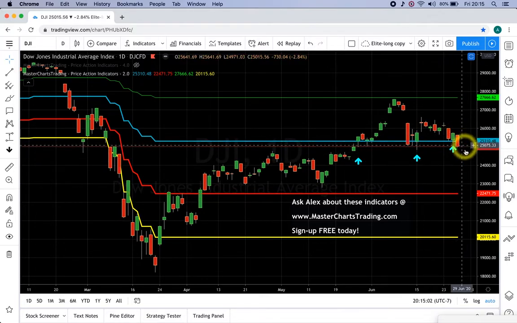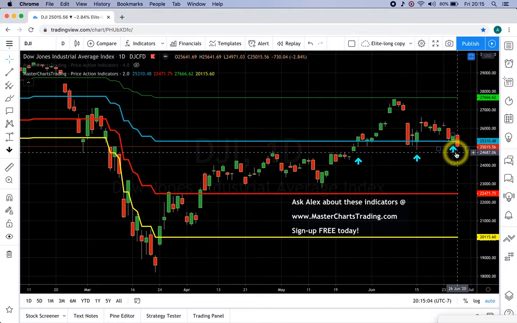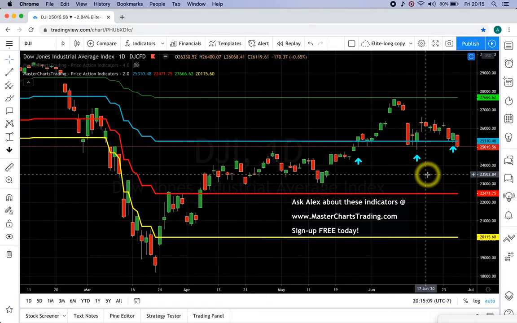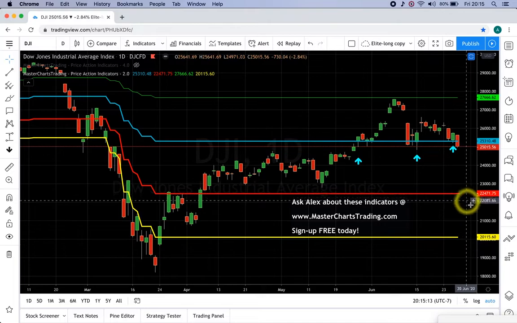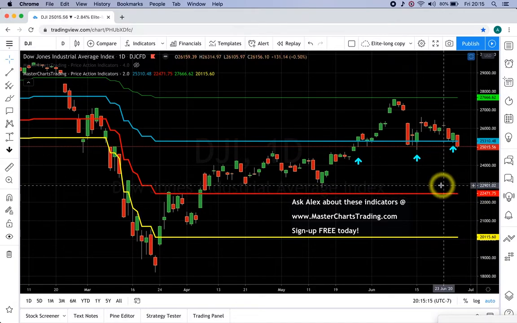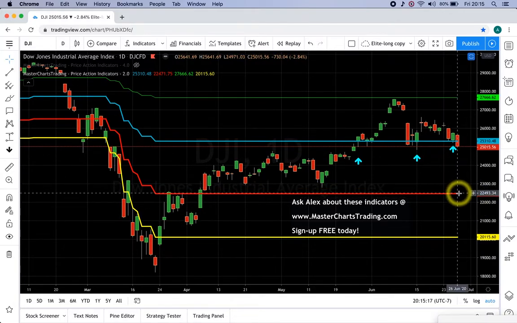But today I'm seeing significant selling, so overall there is a possibility that the support has been broken. If the support has been broken, then we will most likely see a move towards 22471. It's by far not a guarantee, and I'm not predicting anything.